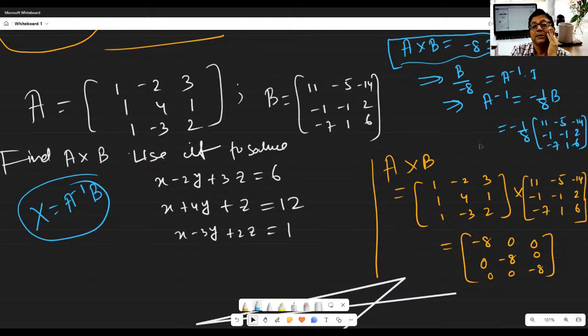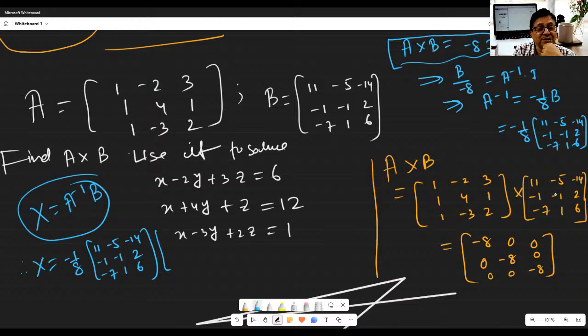Now what? You got A inverse. How to solve it? So put X equal to that A inverse, 11, minus 5, minus 14, minus 1, minus 1, 2, minus 7, 1, 6, into B. B is what? The augmented matrix. This is not the B matrix here. For solving we will take this matrix only, no? Not this B. The augmented one. Clear? Now multiply and solve.